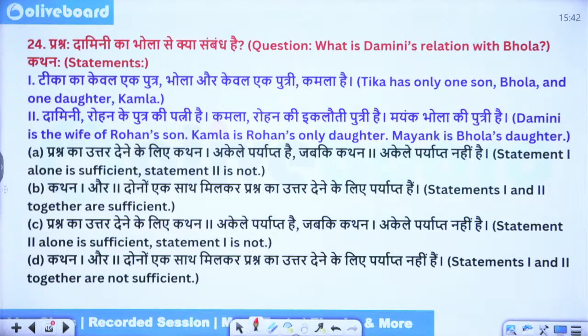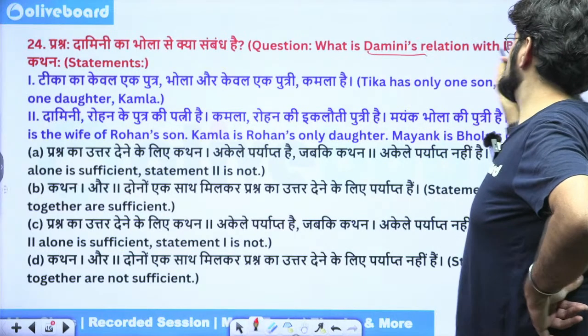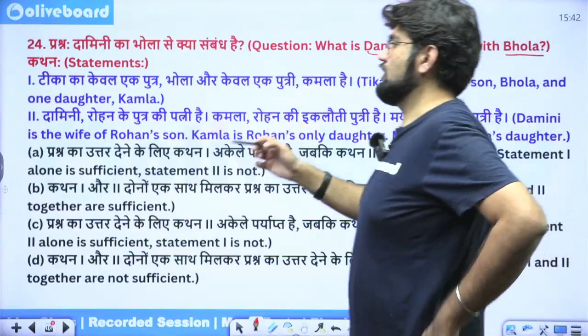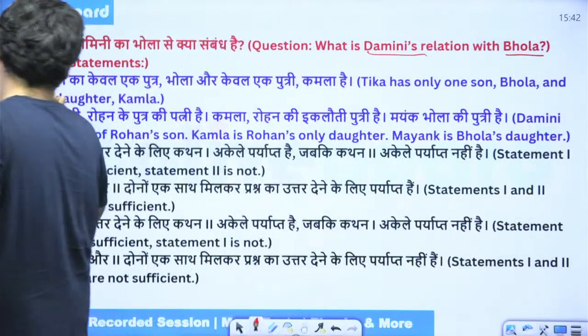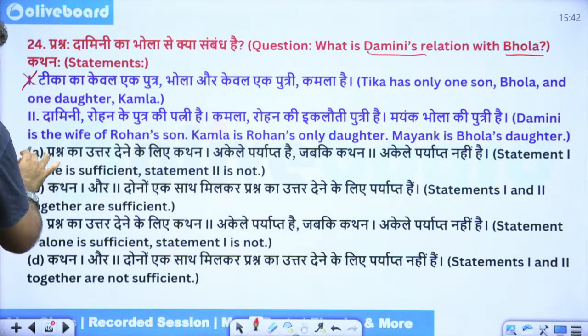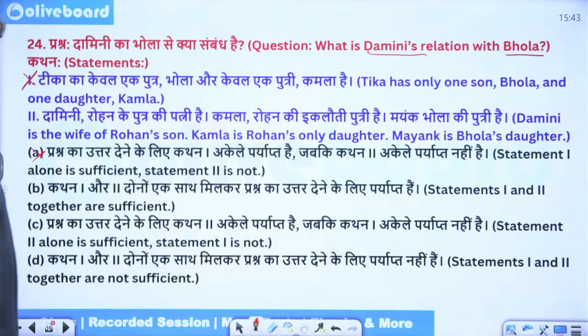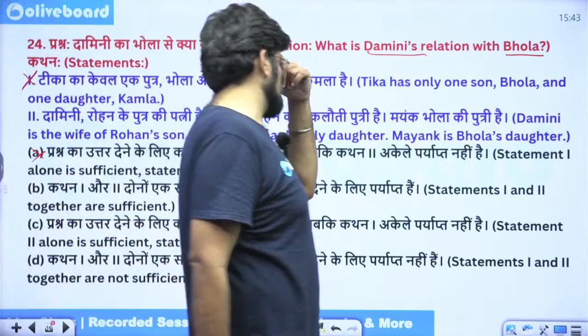Easy means normal question. Now 1 alone says Tika has only one son Bhola and one daughter Kamla. You read Damini's relationship with Bhola. There is no mention of Damini in 1. So 1 alone is not sufficient. Done. Okay. Let's read 2 alone. 2 alone says Damini is the wife of Rohan's son. Kamla is Rohan's only daughter. Mayank is Bhola's daughter.